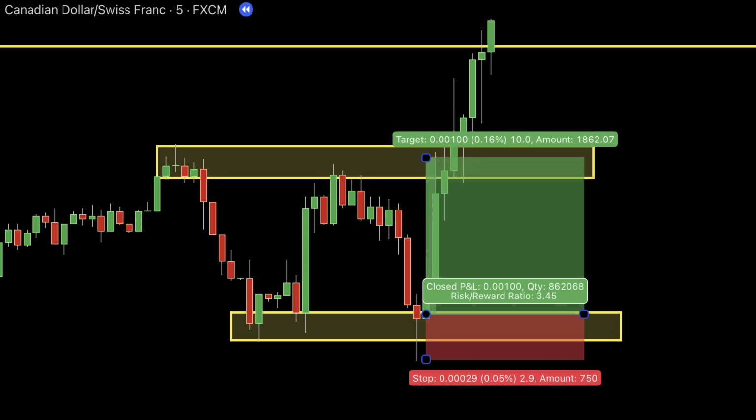This trade works because multiple elements are aligned: smart money activity on the lower time frame, confirmation from the higher time frame, and sufficient space for price to move. When all of these factors come together, probability shifts clearly in your favor.